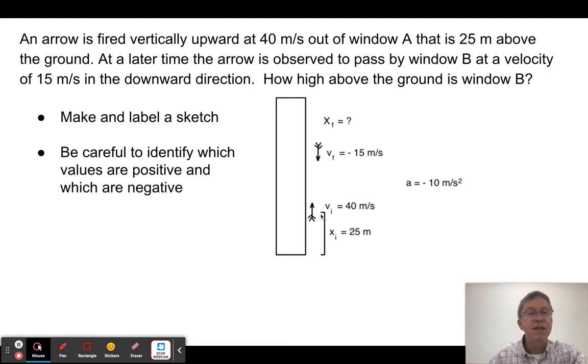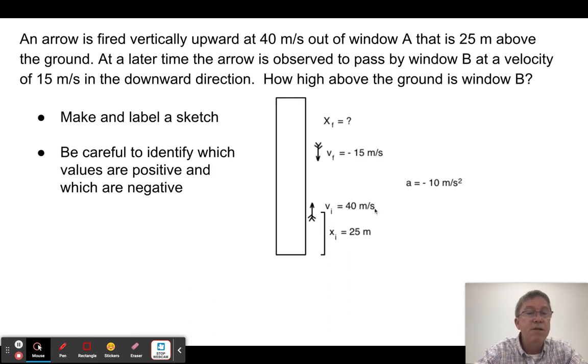I know that the arrows start off at the initial position. So xi, I'm going to call it x, even though that's the y direction. The initial position was 25 meters above the ground. Now notice I made that positive. So I've chosen to use up as positive and down as negative, which is what we're usually going to do, but not always. The arrow is fired at 40 meters per second upwards.